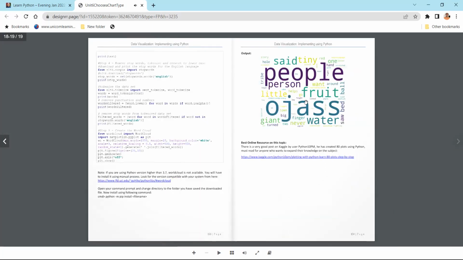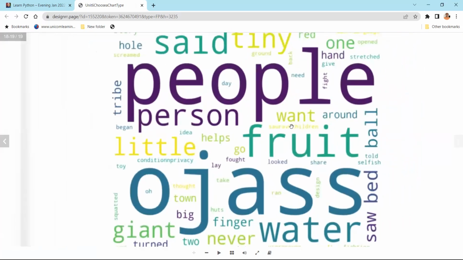Okay, this is the word cloud. Now, the link that I've used is not active, but you can take any website link. It will do the word cloud. Word cloud means words which are repeated the maximum number of times will be bigger, right? So if you see people and Ojas, these are the names which appear more frequently in the article.